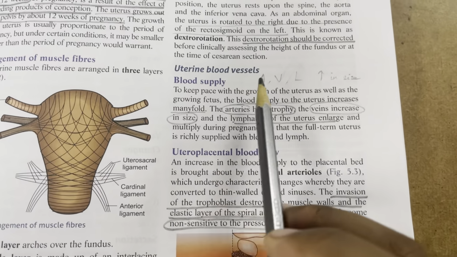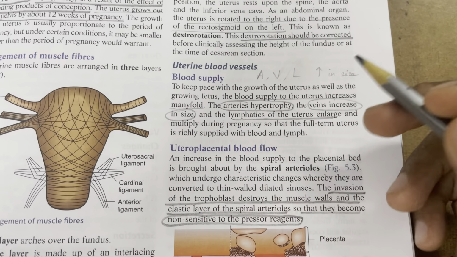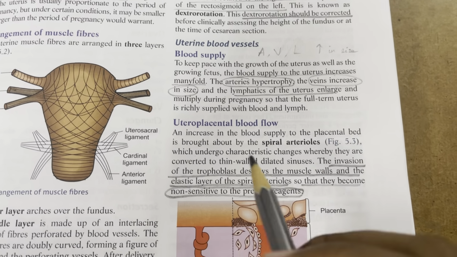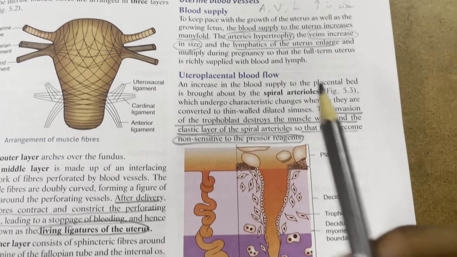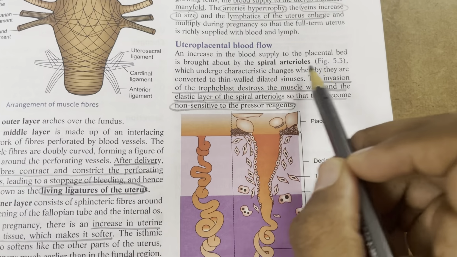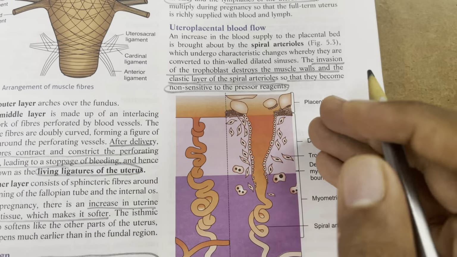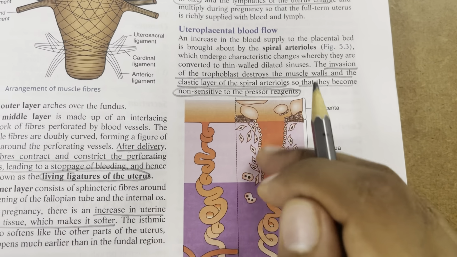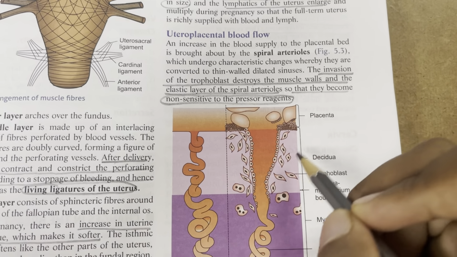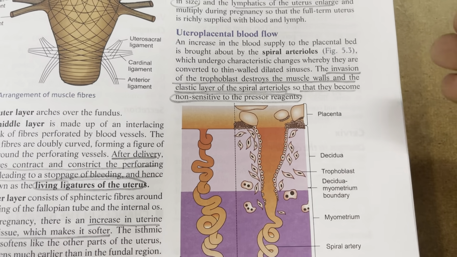Next, uterine blood vessels. Basically arteries undergo hypertrophy, increase in size, veins also increase in size, lymphatics also increase in size and multiply. Everything increases. Then uteroplacental blood flow. Basically there is an increase in blood supply to the placenta which is brought by the spiral arterioles. Initially you have trophoblastic invasion of the spiral arteries. The invasion of the trophoblast destroys the muscle walls as well as the elastic layer of the spiral arterioles so that they become non-sensitive to the pressor agents.